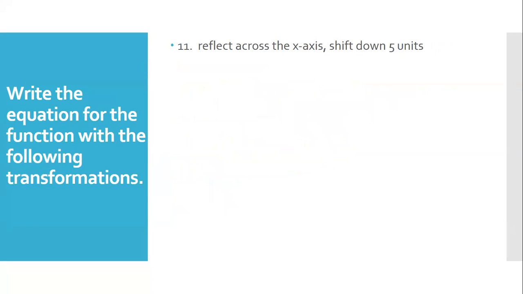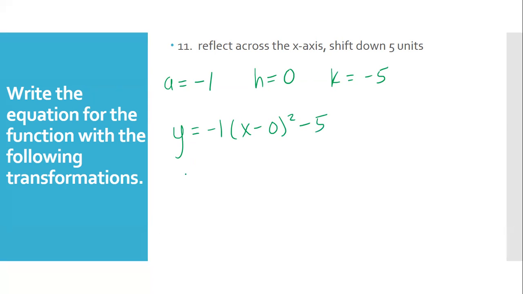Let's get one more in. The bell's going to ring on us. All right, we want to reflect across the x-axis and shift down 5 units. So we have a equals, reflecting lets us know it's going to be a negative 1. There's no left and right, right? So h equals 0. And we're going down, so that's negative 5. Going to plug everything in. Y equals negative 1 (x minus 0) squared minus 5. Clean it up, and we get negative x squared minus 5.